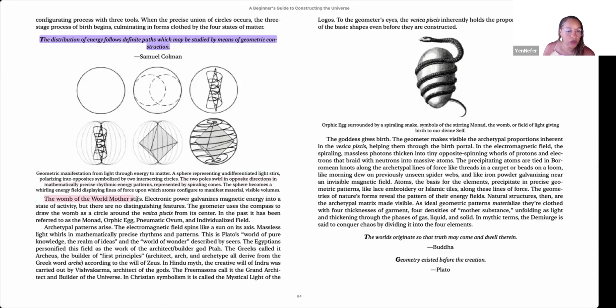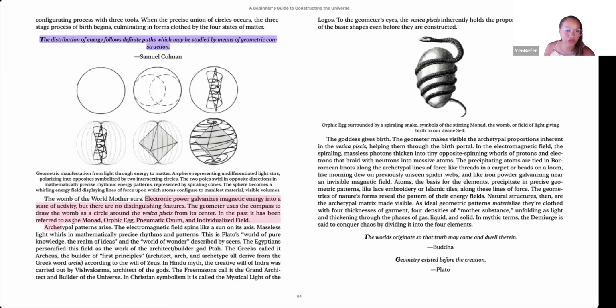The womb of the world mother stirs. Electronic power galvanizes magnetic energy into a state of activity, but there are no distinguishing features. The geometer uses the compass to draw the womb as a circle around the Vesica Pisces from its center.